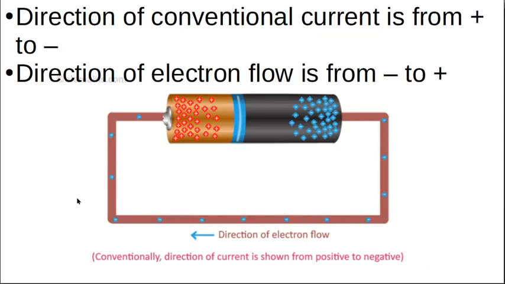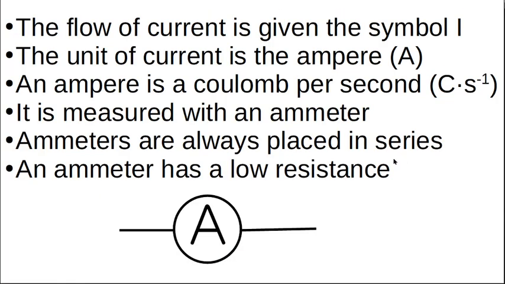So this is it summarized. Conventional current is from plus to minus. Electron flow is from minus to plus. So here's electrons flowing, but current is going plus to minus, conventional current. It's just the way it is. Live with it.